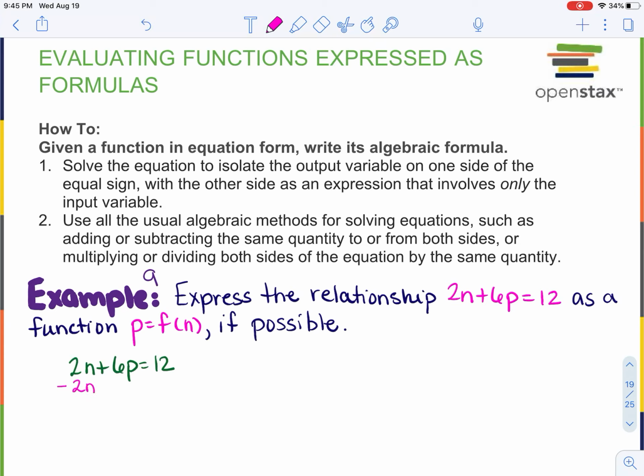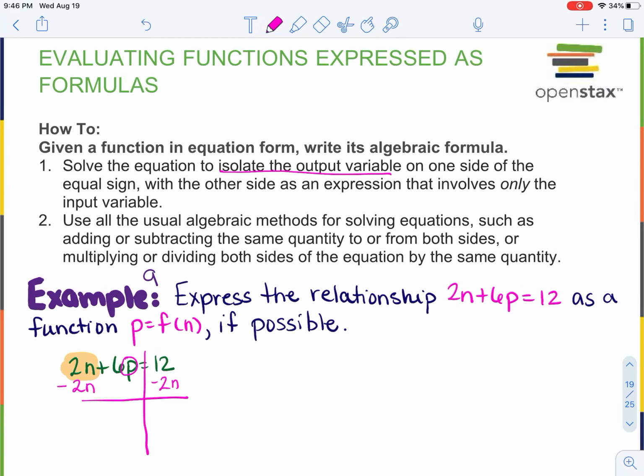So we will use some of the skills we used earlier when we were solving equations. It's just going to get a little bit more complicated, or not really complicated. We just have to remember more rules. So we want p by itself. Notice I drew a line down the equal sign so that I can see there's a left side and a right side, and it says isolate the output variable. So I want to get p by itself. That means I want to get rid of this whole term here, 2n. And to do that, I subtract 2n on both sides.